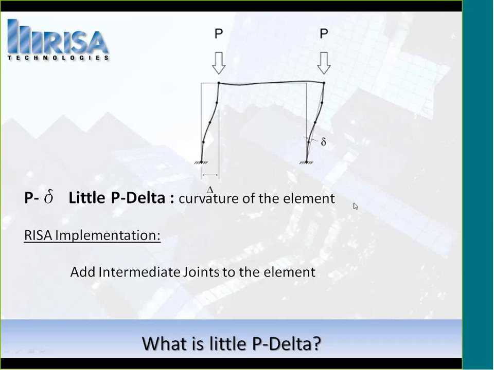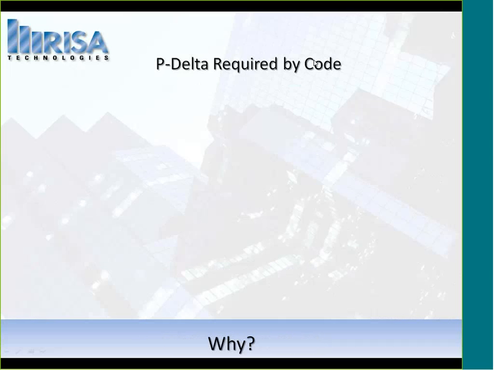So we're going to go through an example of how that will work, but we'll see that that's the little P-Delta. Now, why do we do P-Delta? That's a good question to start with. P-Delta is required by code. So it's been around; we've seen some of the codes require it along the way.